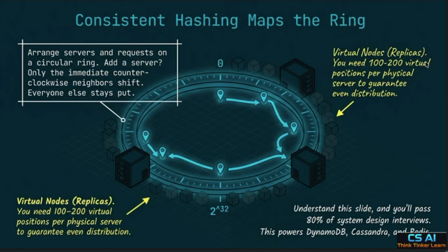The solution to modular trap is consistent hashing. We arrange servers and requests on a circular ring from 0 to 2 raised to the power 32. When you add a server, only the immediate counterclockwise neighbors shift. Everyone else stays put. To guarantee even distribution, we use 100 to 200 virtual nodes or replicas per physical server. Understand this slide and you'll pass 80% of system design interview. This is the exact mechanism that powers industry giants like DynamoDB, Cassandra, and Redis.